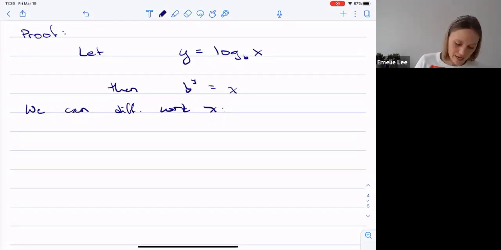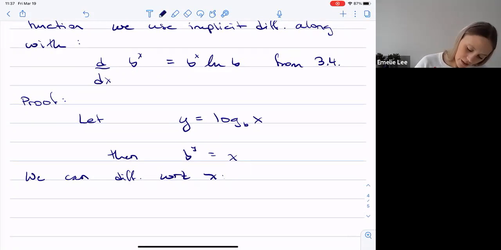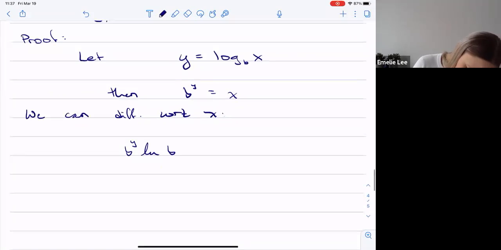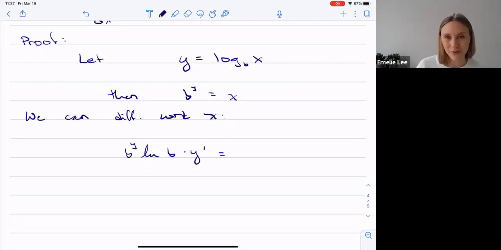So then I have, okay, well, I know the derivative of b to the x with respect to x is b to the x times the log of b. But now I have a y, so after I've taken the derivative, I have to multiply by y prime. So I get b to the y times the log of b times y prime. And then the derivative of x on the right-hand side is just going to be 1.